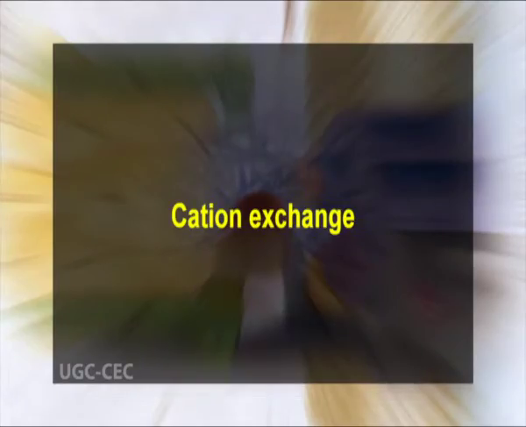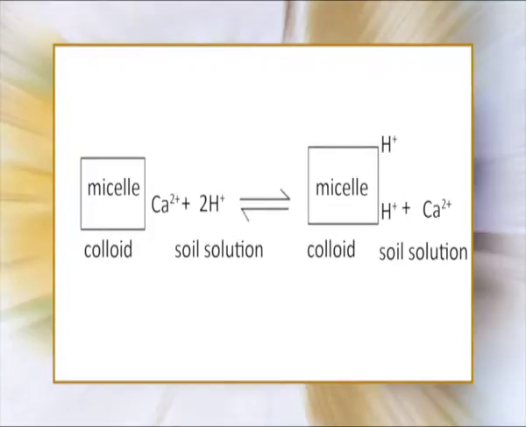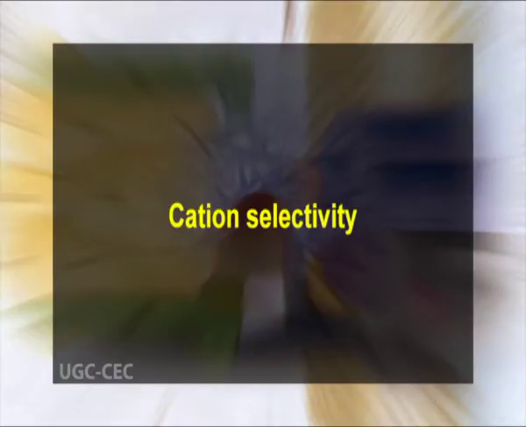Now we will see what cation exchange is. Cation exchange is the interchange between a cation in a solution and another cation on the surface of any surface active material. Cation exchange in most soils is centered with clay and organic matter. For example, a calcium ion held on the colloidal surface is subject to exchange with two hydrogen ions in the soil solution.